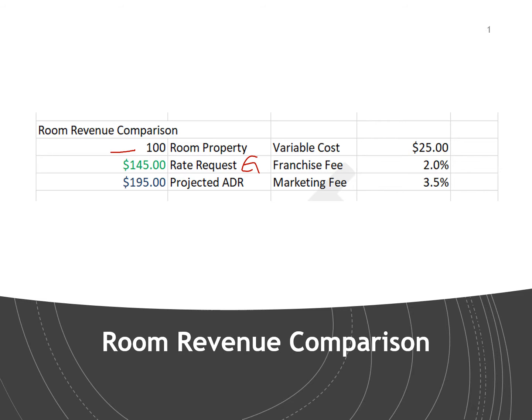And if you remember, our variable cost is what it costs us if we actually sell that room to make it ready to sell again. It's the cost of the amenities, the cost of the laundry, the cost of the labor, all of those things go into that variable cost, okay?